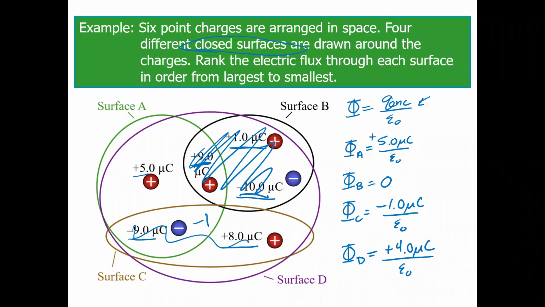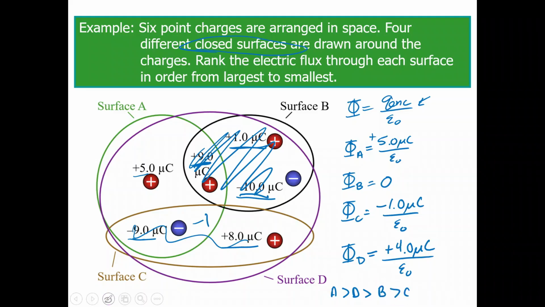So if you were to rank from largest to smallest, remembering that negatives are actually smaller than positives, unless it asks for magnitude. If it wanted the magnitude of the flux, then it wouldn't matter which were positive and negative. It just wants the flux. So our largest flux is A. And then our next largest is D. And then 0 is actually bigger than negative 1, so that's going to be B. And then C is the smallest.